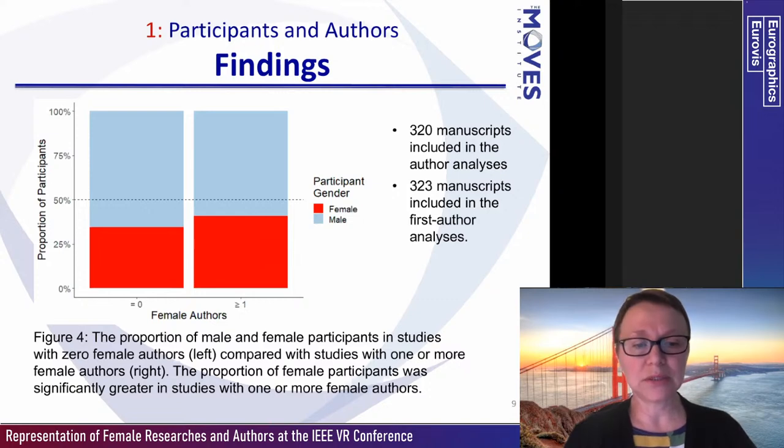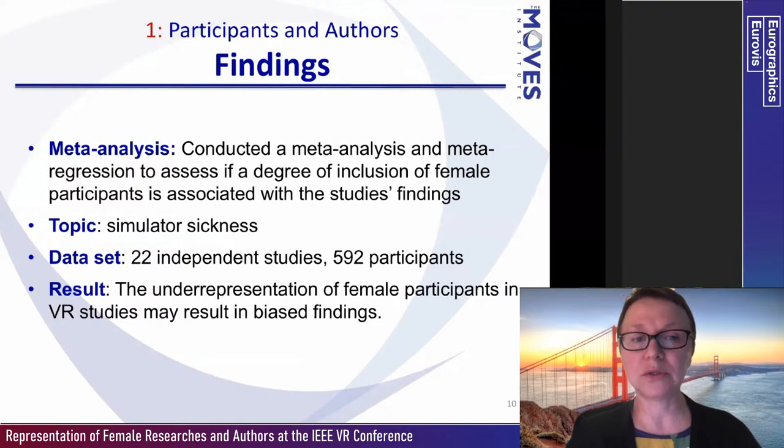And they also found that when there are no women authors, so papers with zero female authors, there's a significant difference in participation of women as subjects. So when there is at least one or more women authors on the paper, those studies tend to have more participation of women in subject groups. They reviewed the 320 manuscripts that were selected according to some criteria, and I direct you to that paper to look for more information. They also did meta-analysis.